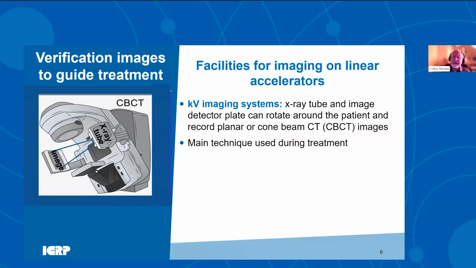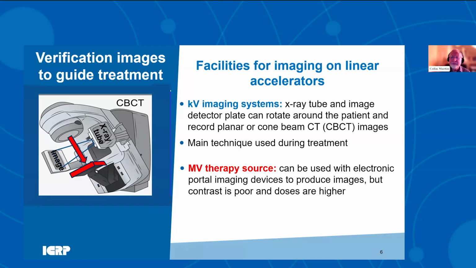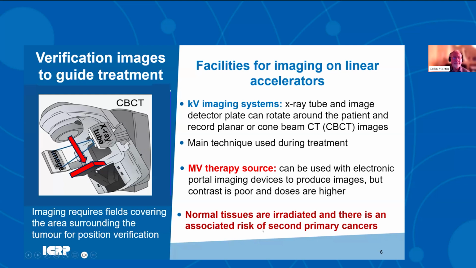So there's an X-ray tube and image detector plate frequently attached to the linear accelerator itself, and this can rotate around the patient and record planar or cone beam CT images. There's also the MV therapy source, which can be used with an electronic portal imaging device, but the images that are produced by this are much poorer and the doses are higher. So this is a KV system attached to a linear accelerator. That's the one that will be used.